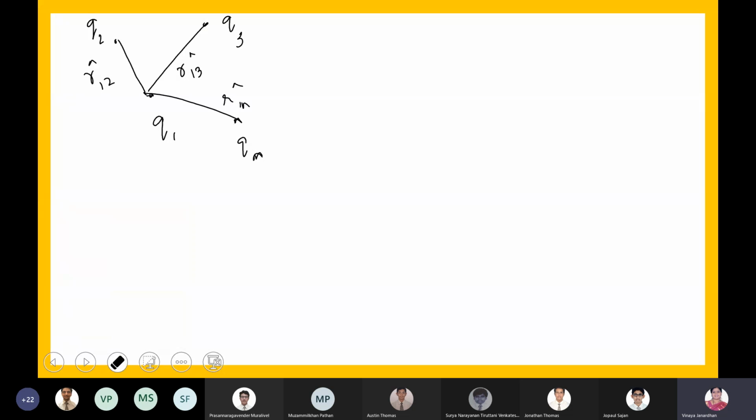Is this diagram confusing, boys? No, ma'am. I'll just highlight. This is the distance between Q1 and Q2. This is the distance between Q1 and Q3. So this is Q1, then you have Q2, then you have Q3. Ma'am, is it Qn? Qn, the nth charge. You need to draw this, boys.